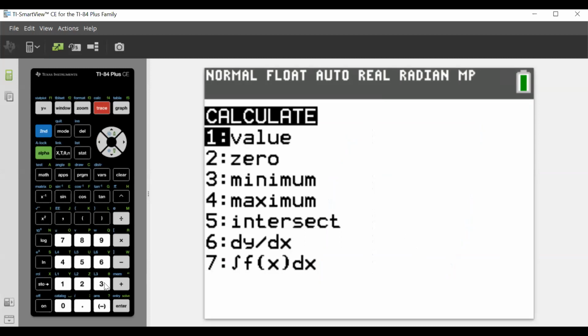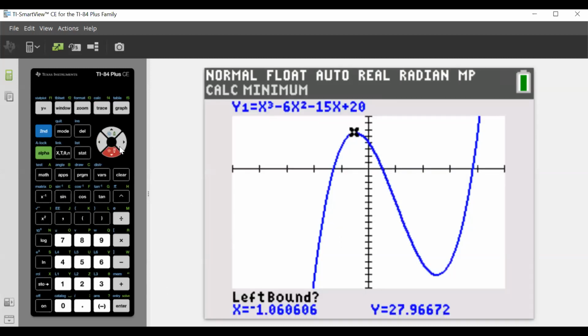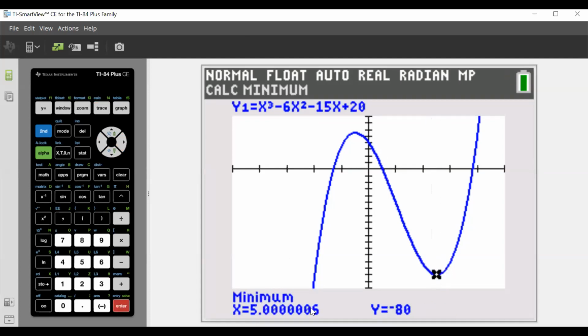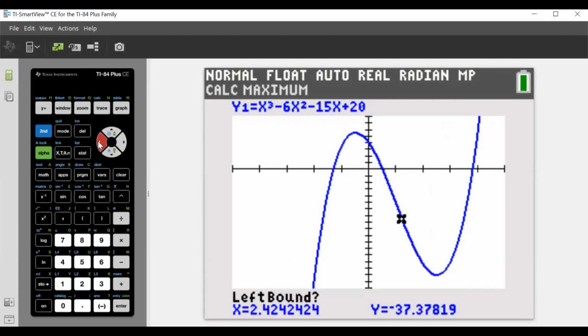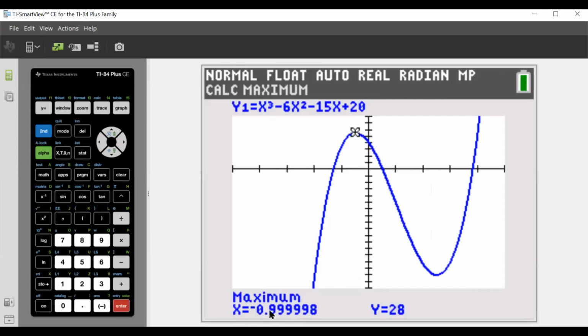But the way to do that is we need to do second and calc, and we want to find the minimum, so 3, and our minimum is going to be this feature down here. What you have to do is find a left bound, hit enter, find a right bound, hit enter, and we're just going to guess at the right bound. And as you see, we get the 5 -80, which is what we had on the other one. And we could also do the second calc, do the maximum, which is 4, and that one is going to give us the -128. So that's that one. We'll guess that, and it's -1 and then 28. So it kind of rounded it there, but it's still a -1.